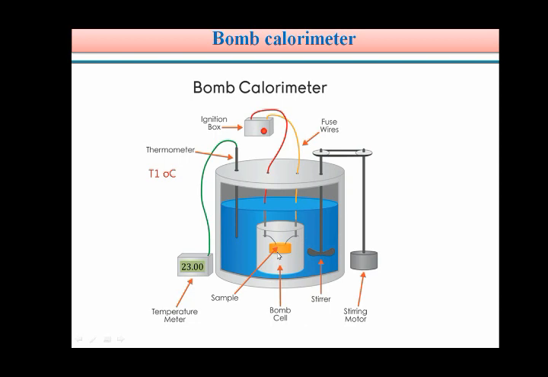Outside, we have an arrangement: on one side is the thermometer, on the other side is the stirrer. By supplying power, the substance is combusted, and the change in temperature we can record on a digital thermometer. With the help of the above formula, we can easily calculate delta E. After knowing delta E, which is nothing but the change in internal energy, we can calculate the change in enthalpy, that is delta H.